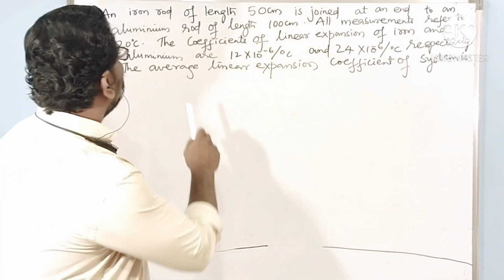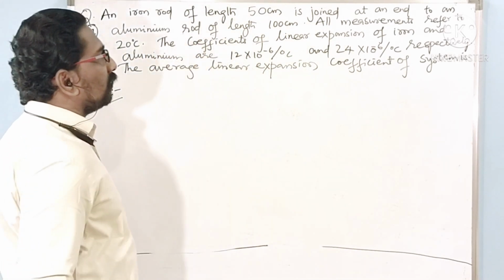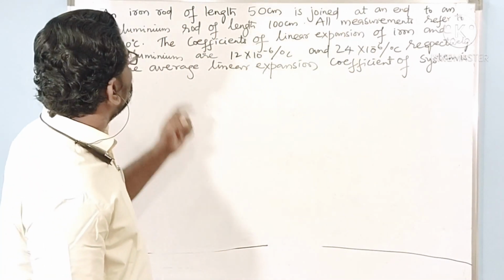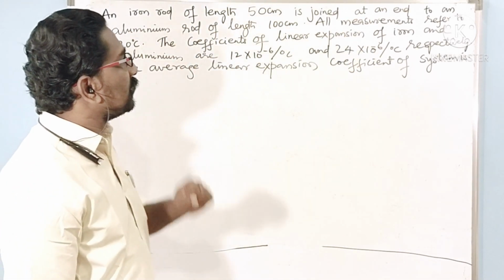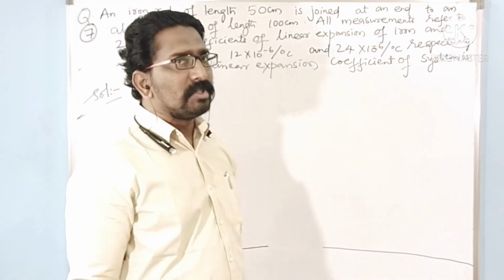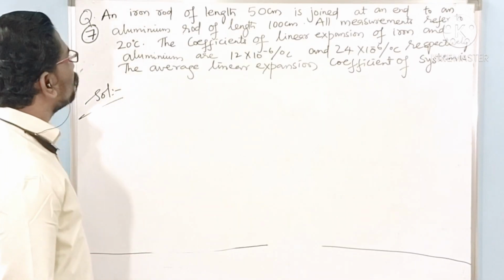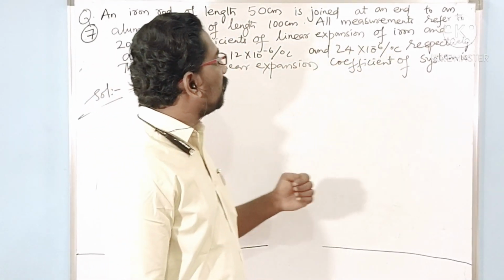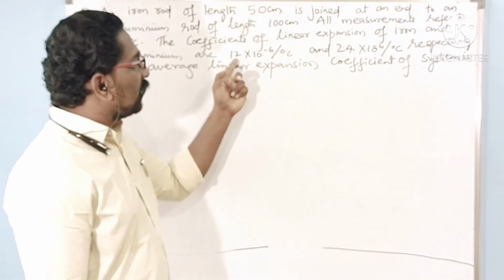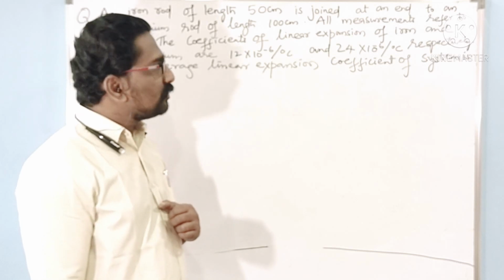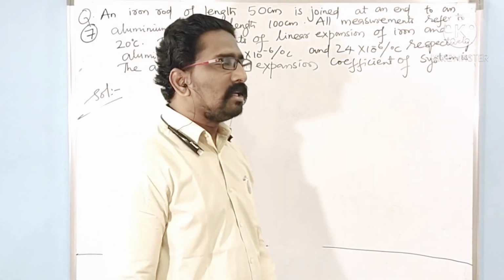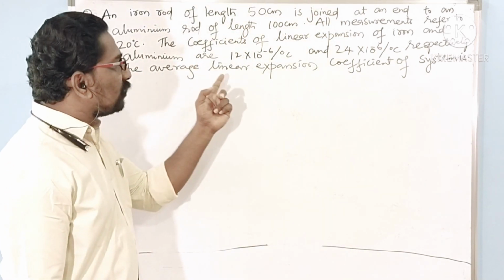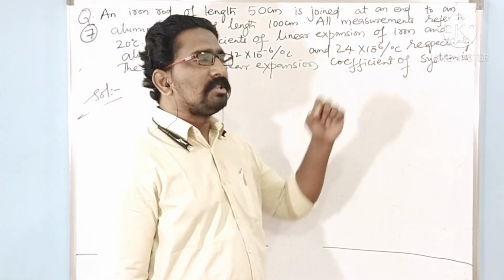So see now, an iron rod of length 50 centimeters is joined at an end to an aluminum rod of length 100 centimeters. All the measurements refer to a temperature of 20 degrees Celsius. The coefficients of linear expansion of iron and aluminum are 12 into 10 power minus 6 per degree Celsius and 24 into 10 power minus 6 per degree Celsius respectively. So the average linear expansion coefficient of the system is?